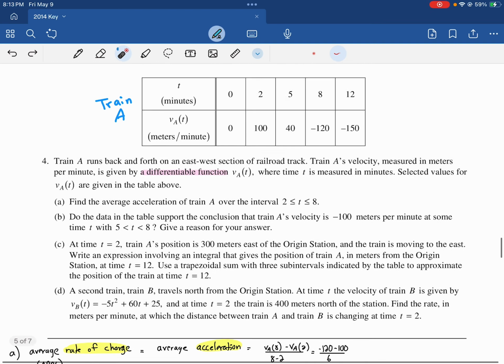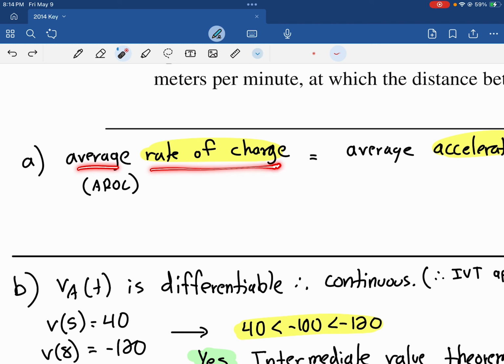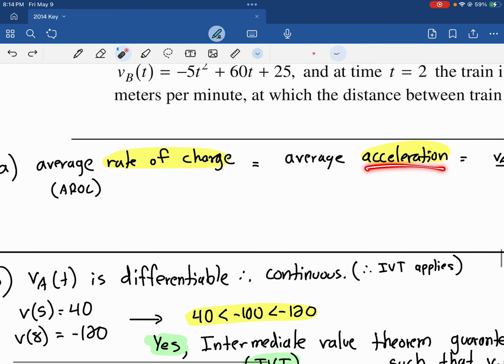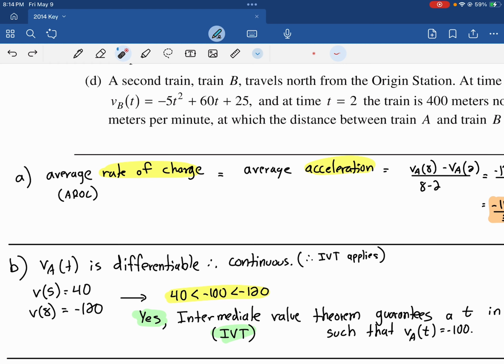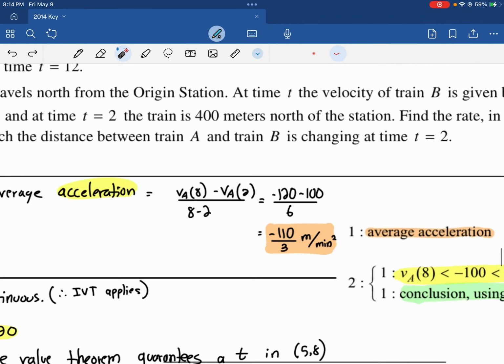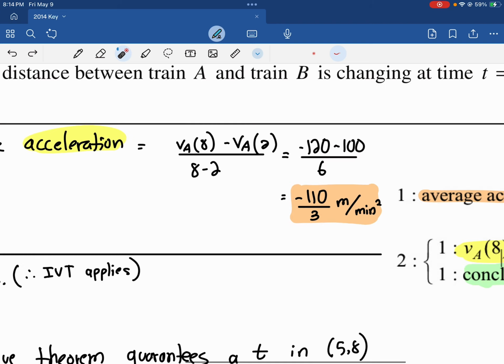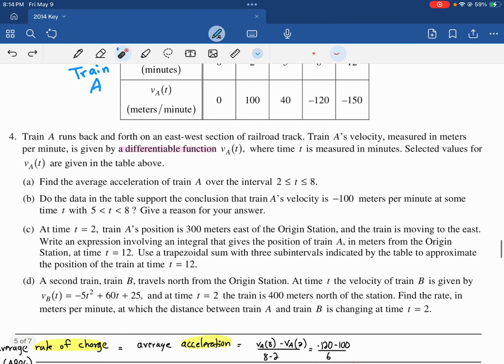The average acceleration, I like to write this out and think what they're looking for here. Average rate of change is a formula I'm pretty good with using, and the rate of change of velocity is acceleration. So you can think of this as the average acceleration. It is going to be, again, my average rate of change formula for my velocity. V sub A of 8 minus V sub A of 2 over 8 minus 2. So a 6-minute interval where my velocity changes from -120 to -100 for -110 over 3 minutes, miles per minute per minute.